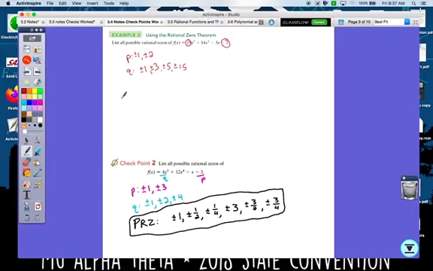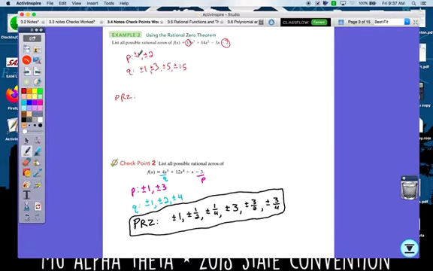All right, and then we write out our PRZs, or possible rational zeros. The way I like to do it in order to keep organized is I like to take one P and go through all the Q's, and then go to the next P and then go through all the Q's. That way I know I haven't missed anything.